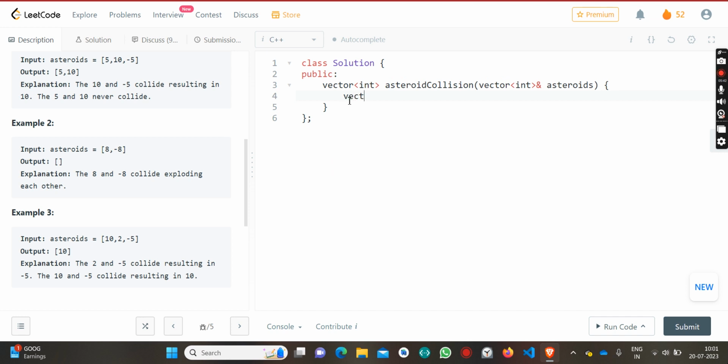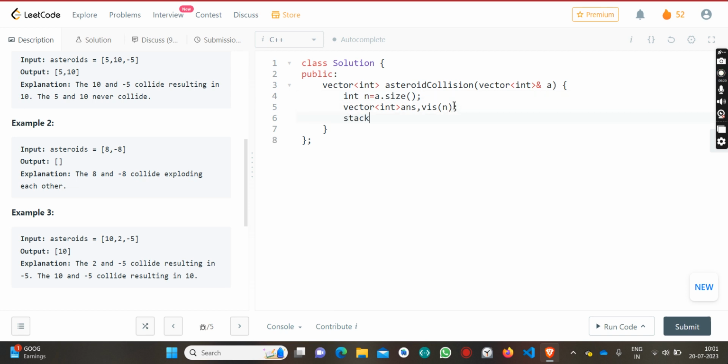I will first of all create an answer vector through which I will return the final state, and also I will create a visited vector of size n, where visited[i] indicates whether the ith asteroid will be destroyed or not. If it is 1, then obviously the ith asteroid will get destroyed. That is a very big name, let's name it a. int n is equal to a.size(). Initially it will be all 0.